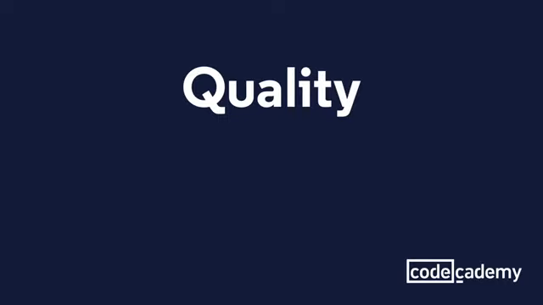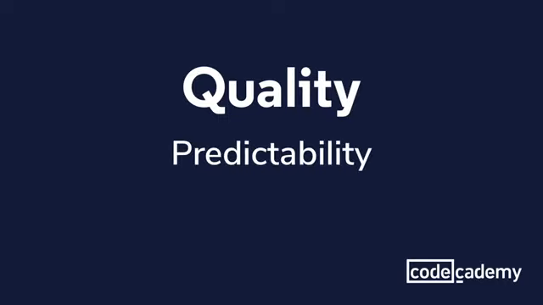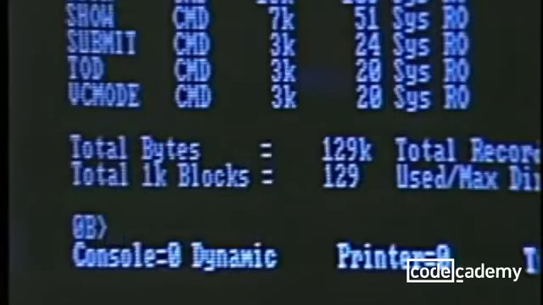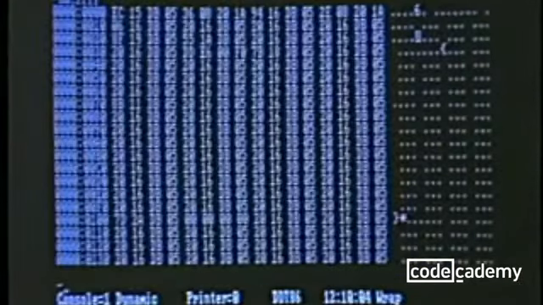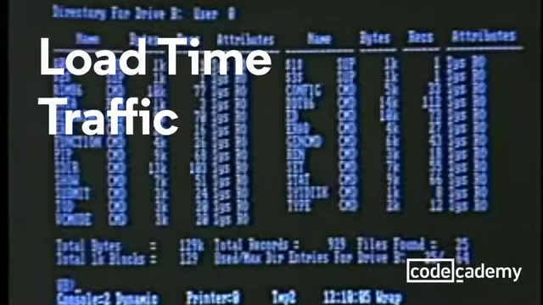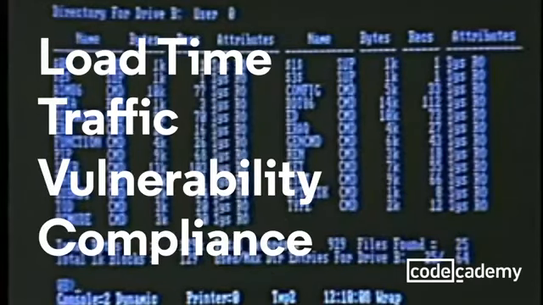The third defining feature of waterfall is quality, because waterfall is about predictability. While no application can foresee all of the challenges that it will face, some types of applications need to have their pathways anticipated. Things like load times, use rates, vulnerability proofing, and compliance.